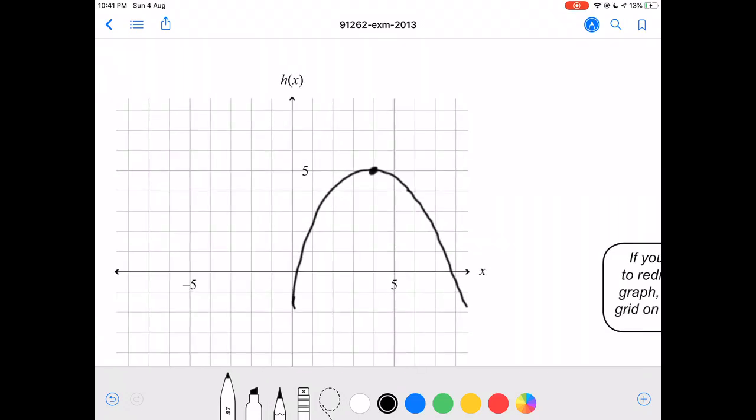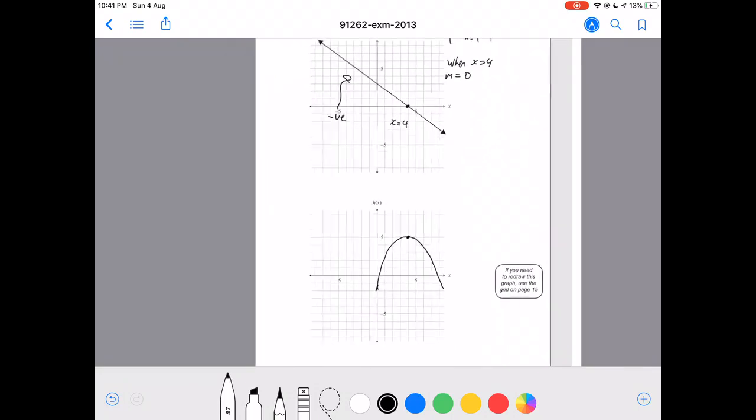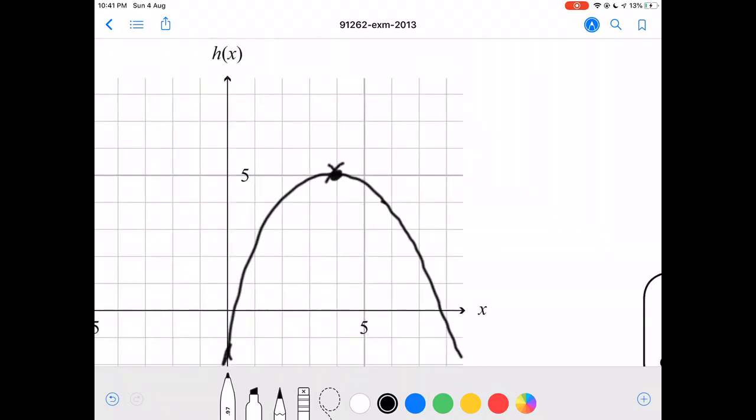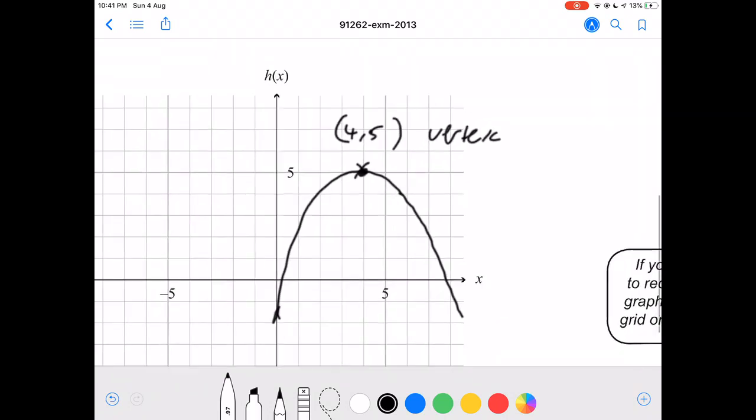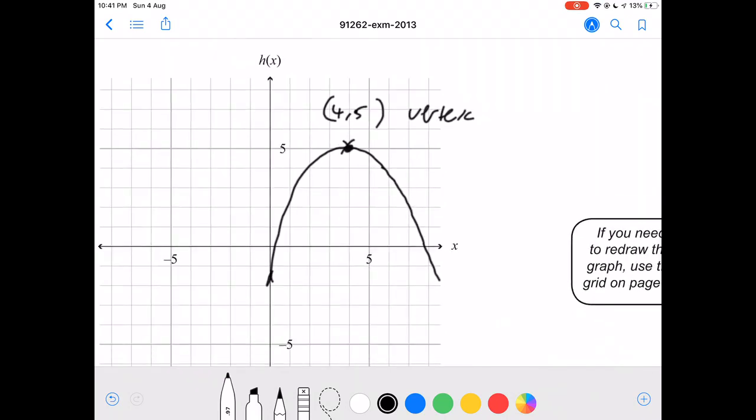And that's what you're looking for in the exam. It says to label your vertex clearly, so you can say, this is the vertex, and it passes through the point (4, 5). And that's really all you need to do. Basically, identify the x-intercept, and from there you work out where your turning point is. In the next video, I'm going to be going from a parabola to a cubic.